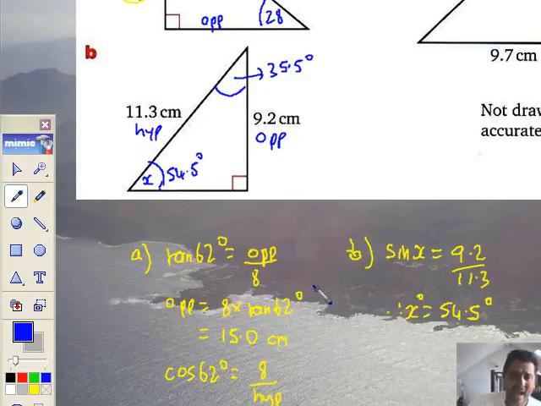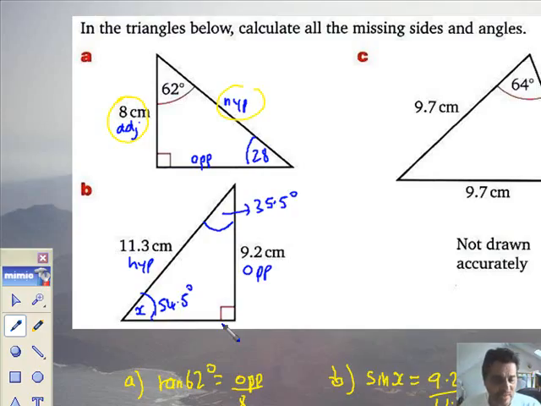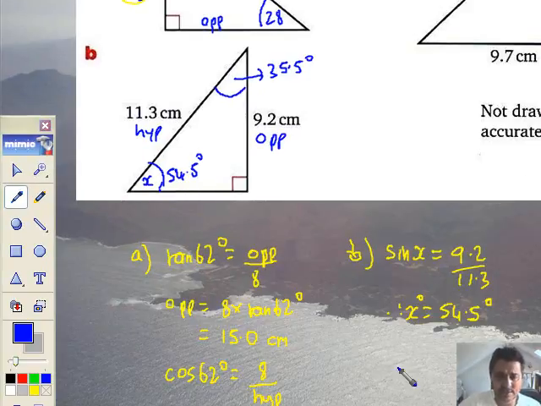I can work out this length here using trigonometry, but there's no reason, if you're in an exam and you're told to calculate all the missing sides and all the missing angles, why you can't use Pythagoras' theorem. It's a right-angled triangle, isn't it? I've got the longest side, the short side, and this length at the bottom here, which is adjacent to the 54.5, is simply one of the other shorter sides.